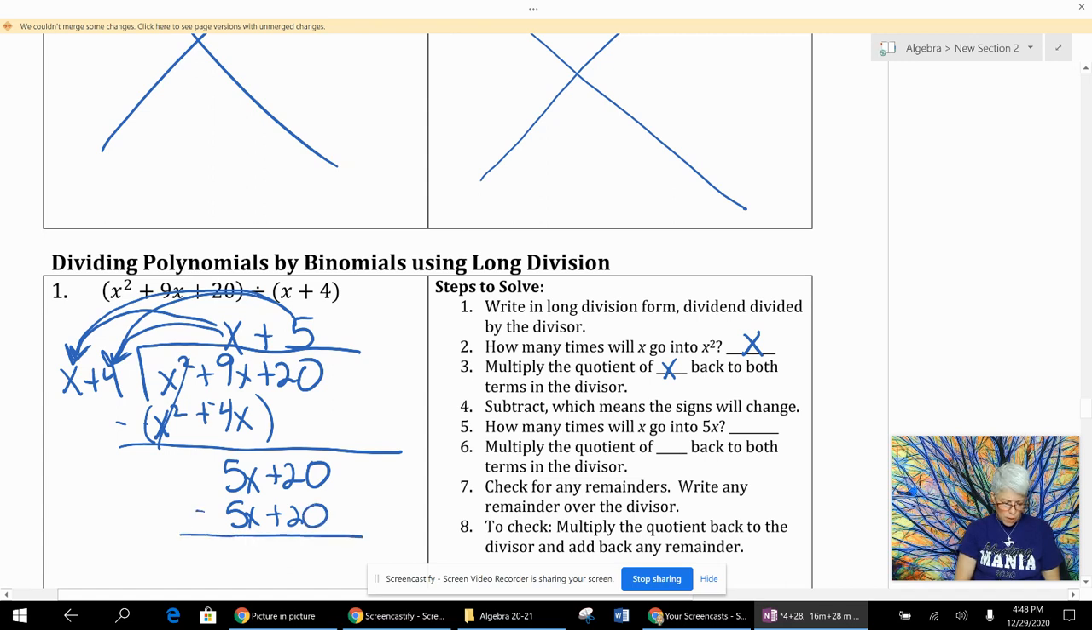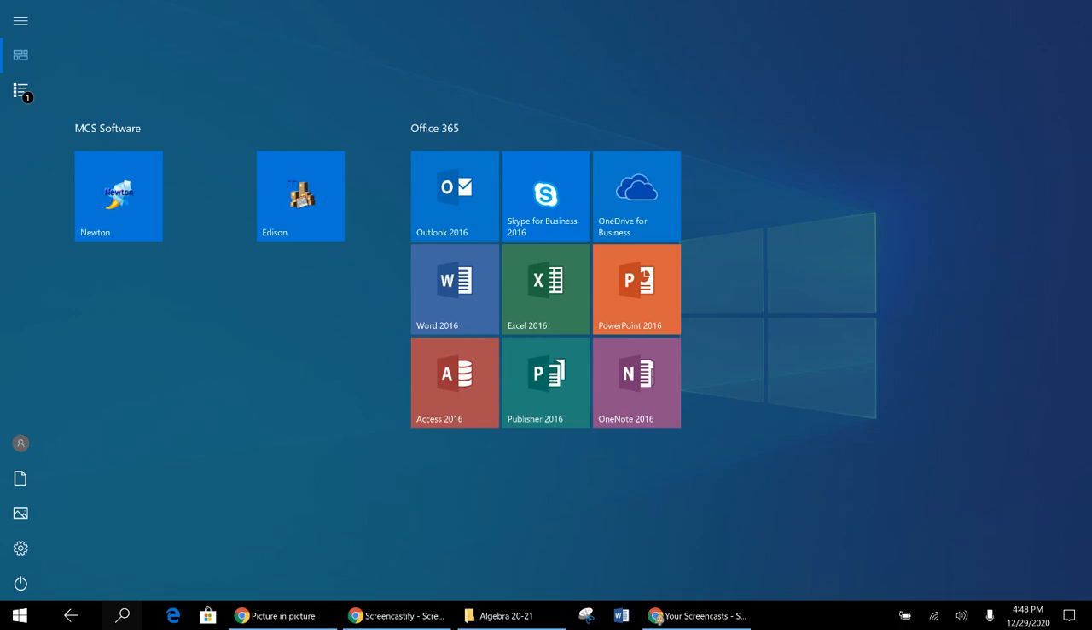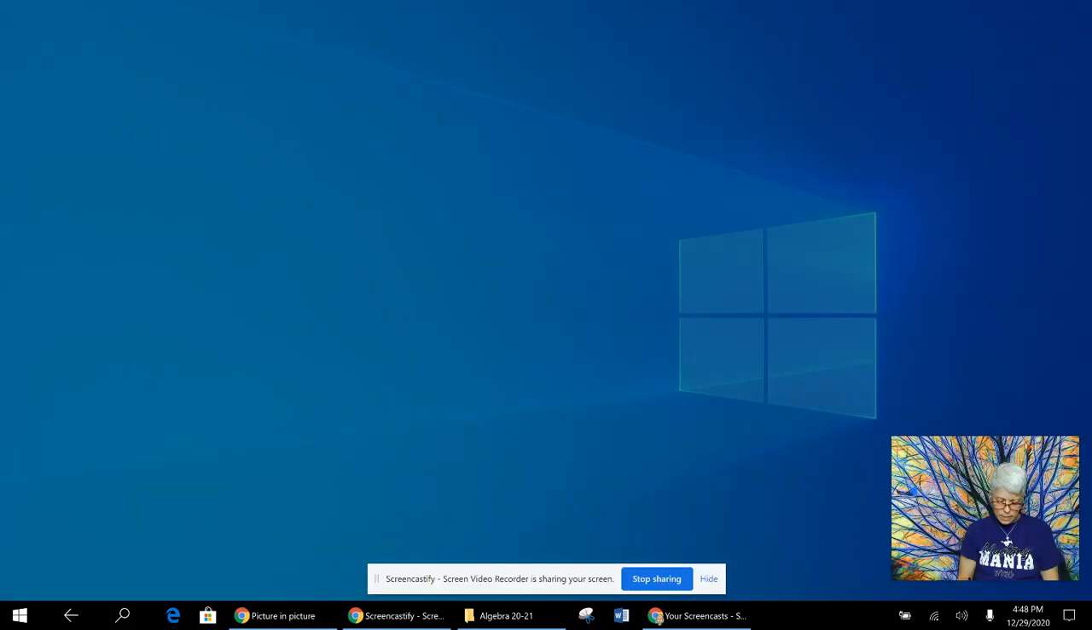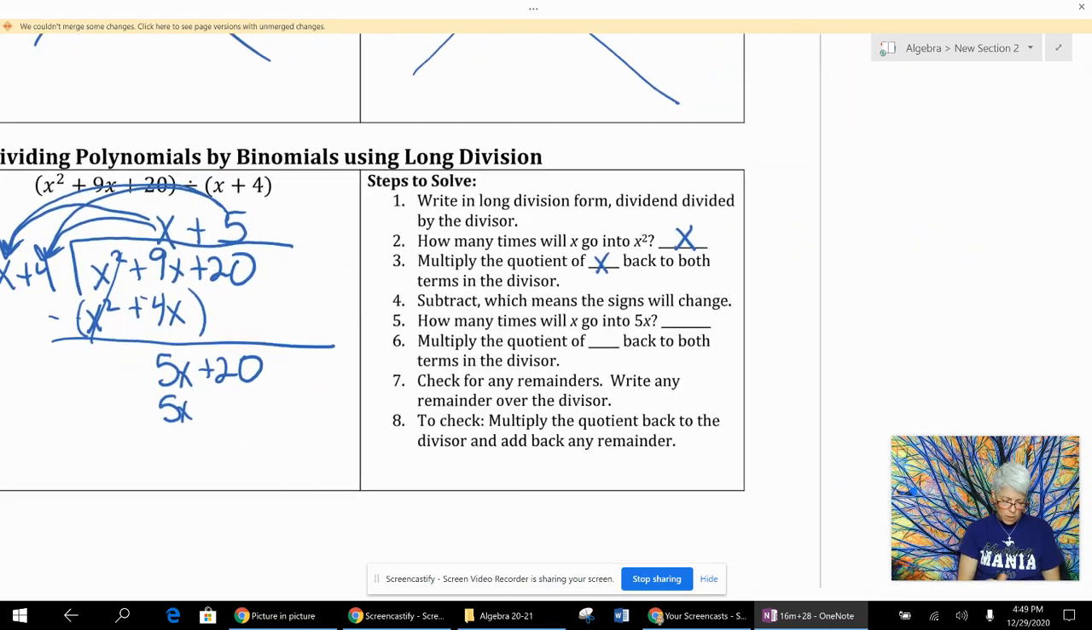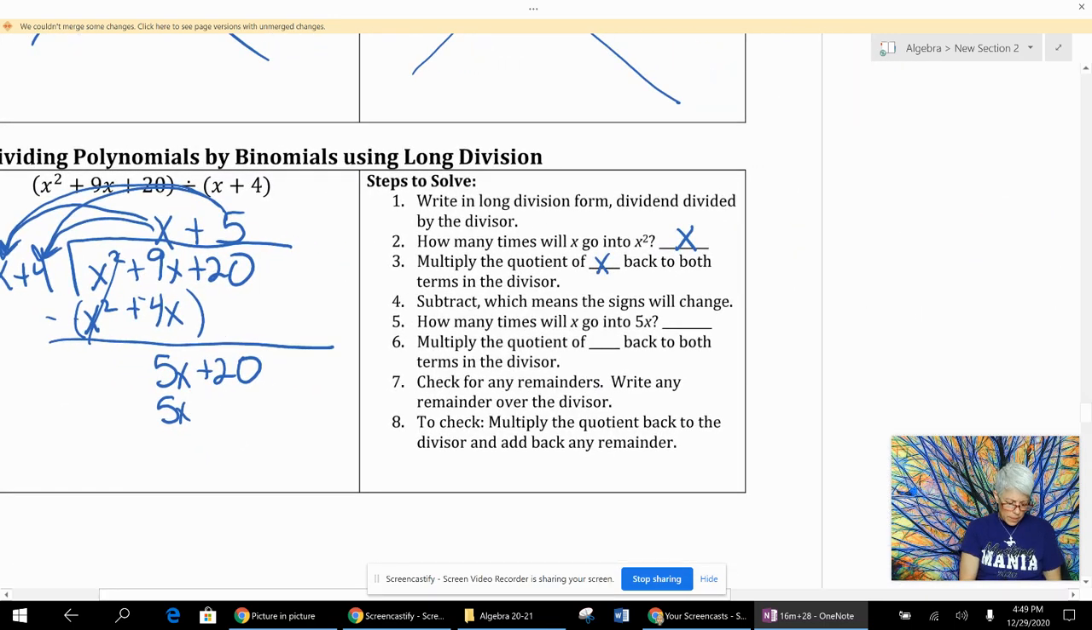All right, when I subtract, remember it changes the signs. This is minus 20. 5 times 4 is plus 20. But when I subtract it, it changes all these signs and this zeroes out. So technically, there's not a remainder on here, but at least you had a reminder of how to divide a trinomial by a binomial.